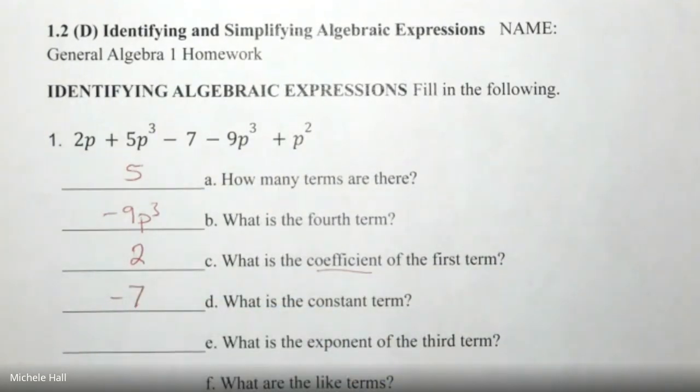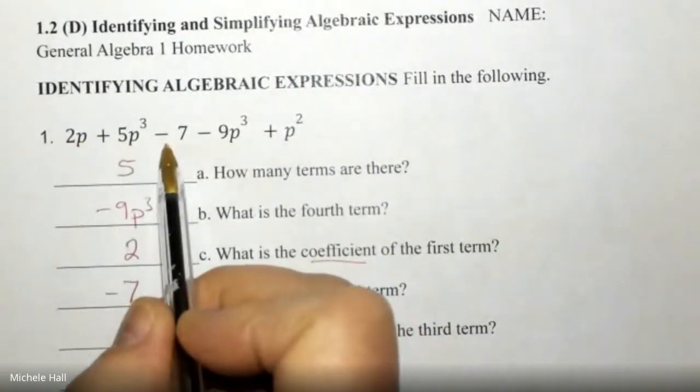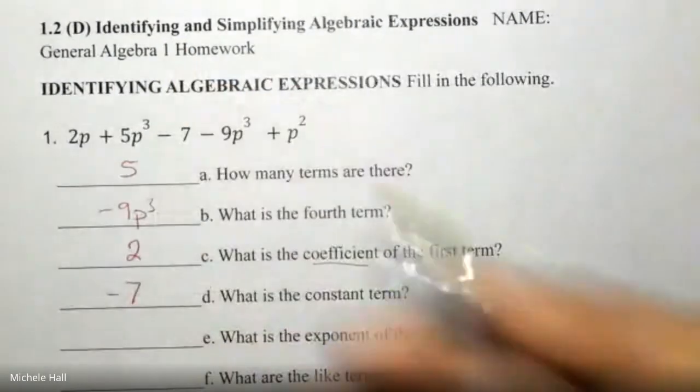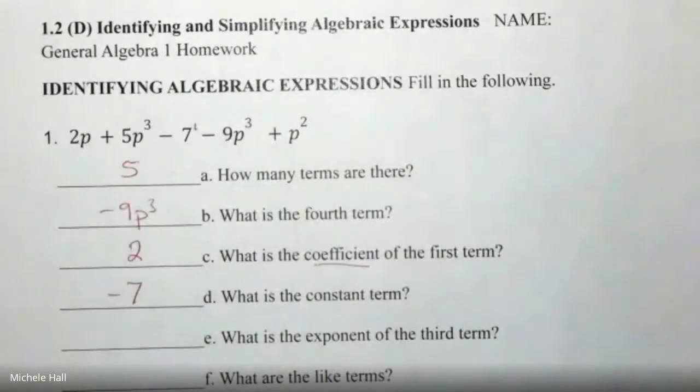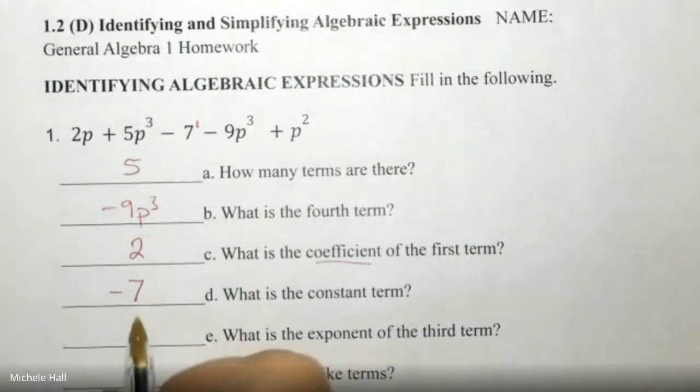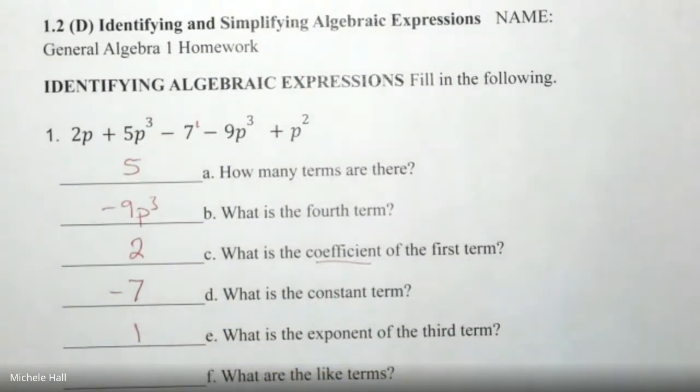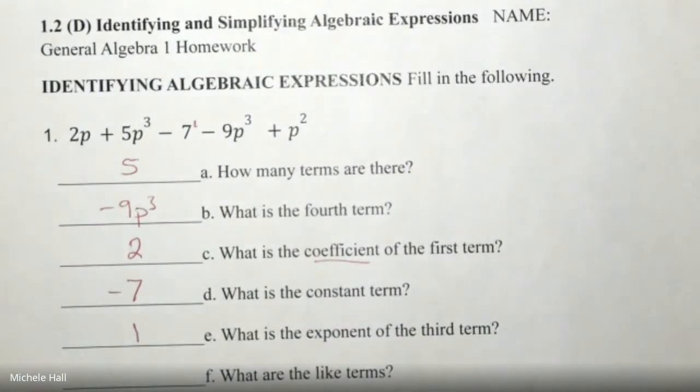What is the exponent of the 3rd term? 1, 2, 3. I have negative 7, negative 7 to the 1 power. The exponent is 1.